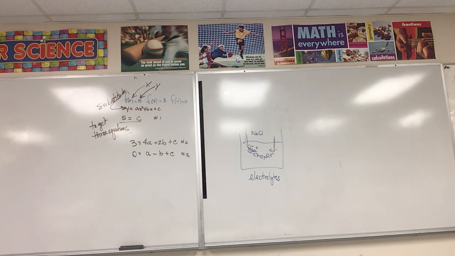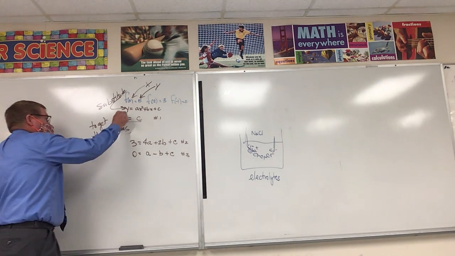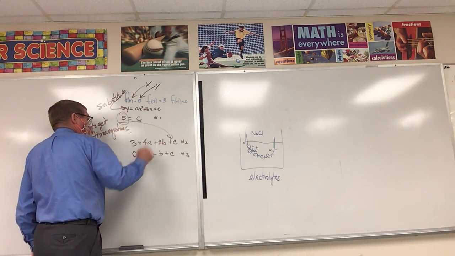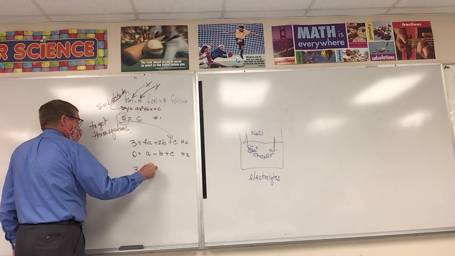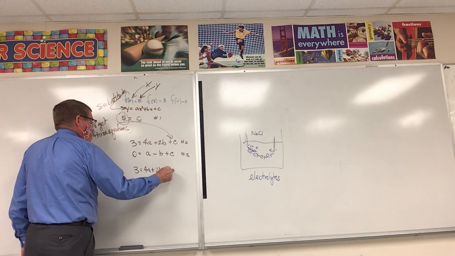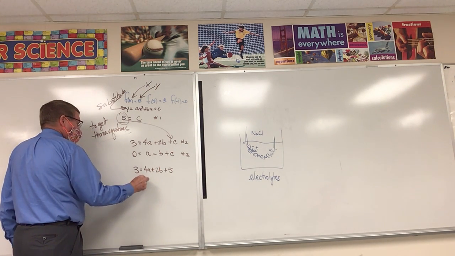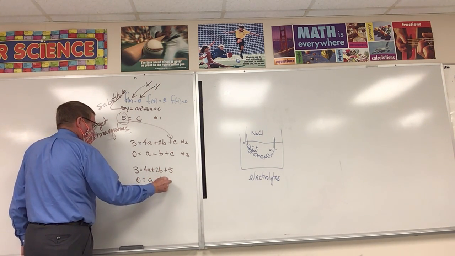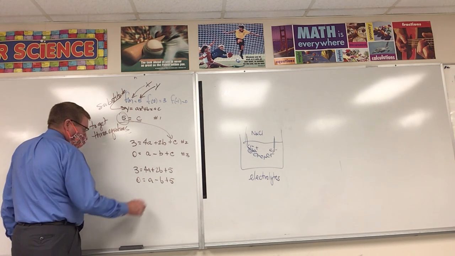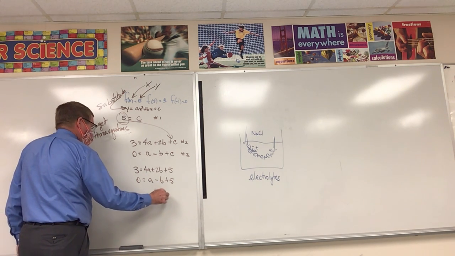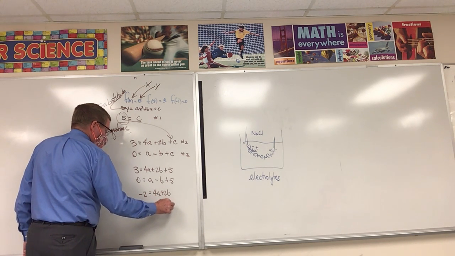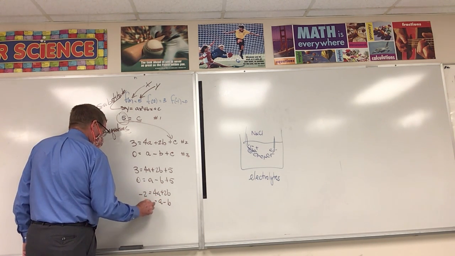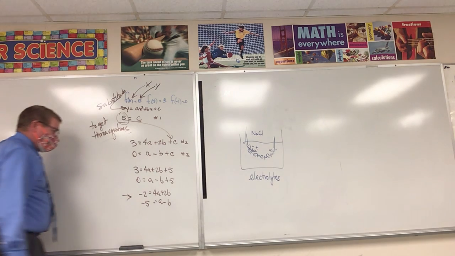Okay, look. You could plug C in because you have 1 tries 5 equals C, and then get rid of A or B. 3 equals 4a plus 2b plus 5. 0 equals a minus b plus 5. 4a plus 2b equals negative 2. A minus b equals negative 5. So there's my two equations.